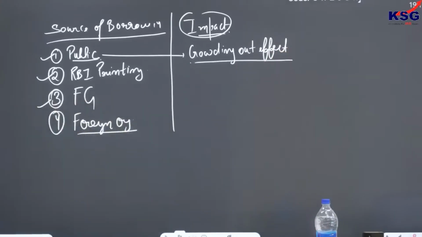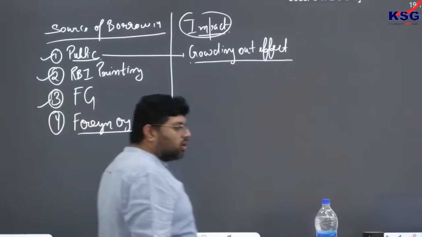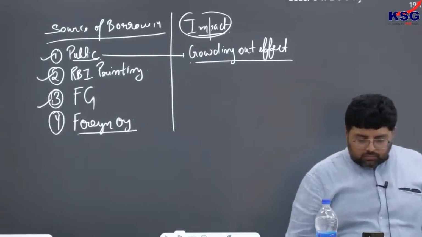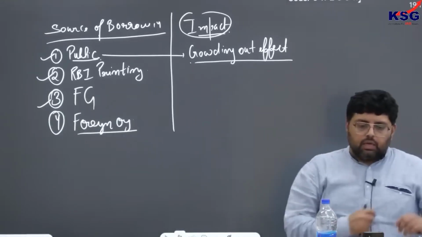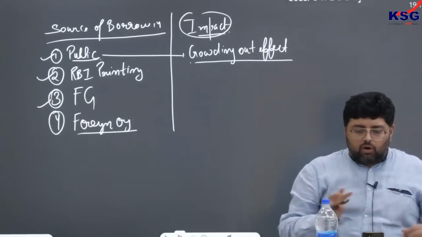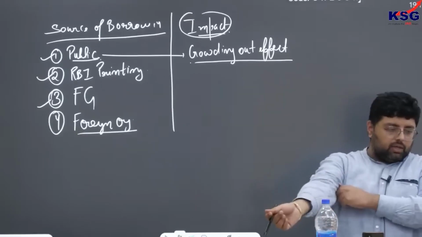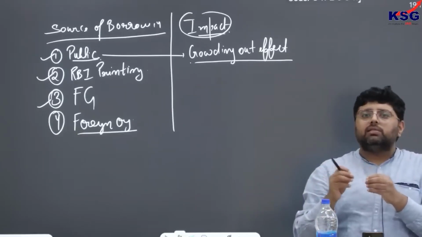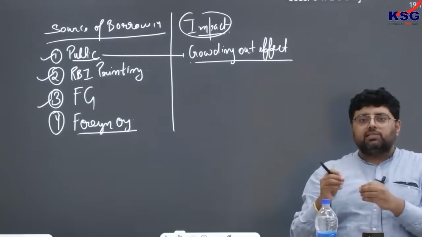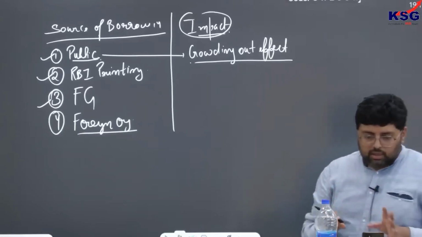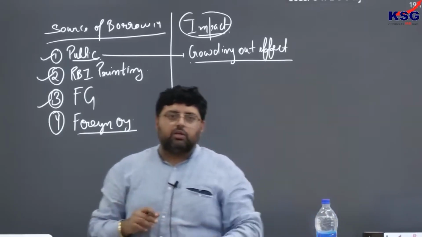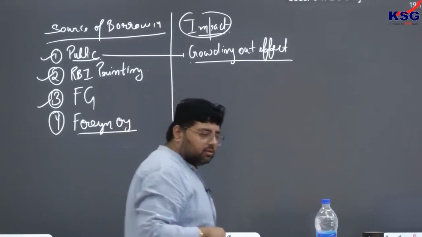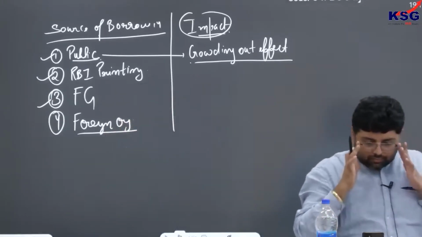Okay, crowding out effect. When I am talking about crowding out effect, what does it mean? See, government securities and all, I'll cover, don't worry about it. Government security is just a way or means to take borrowing. We'll cover government securities also in capital market and money market, when we do that. Okay.